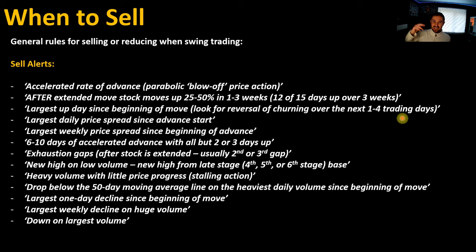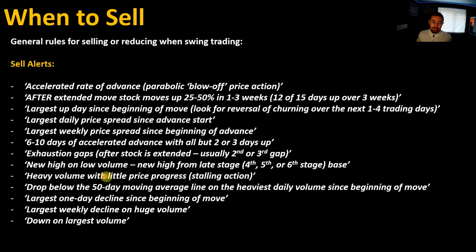So that's where price is kind of, it's not going anywhere, but there's higher volume. That's called churning. Largest daily price spread since advance started. Largest weekly price spread since beginning of advance. 6 to 10 days of accelerated advance with all but 2 to 3 days up. Exhaustion gap after the stock is extended, so usually the second or third gap. So this would be a stock that's trended up, maybe it's up 50%, 70%, and then it starts kind of gapping up, and there's been a couple of gaps before.